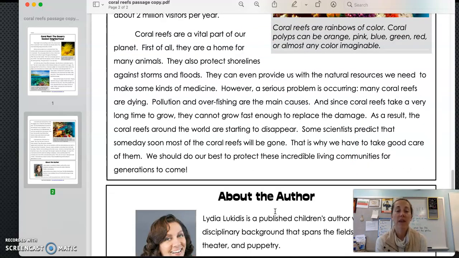Coral reefs are a vital part of our planet. First of all, they are a home for many animals. They also protect shorelines against storms and floods. They can even provide us with the natural resources we need to make some kinds of medicine.